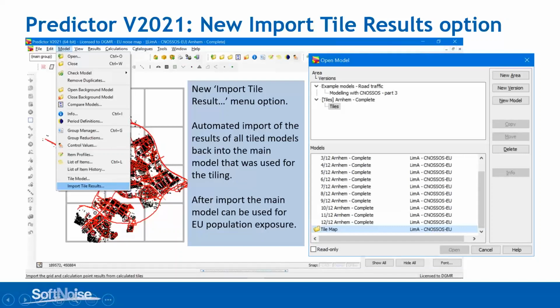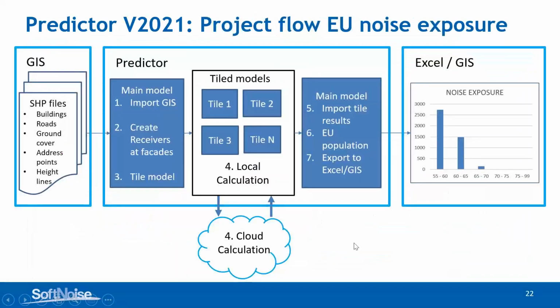With the tile model option, you create all the tiles. Then maybe with the cloud calculation, you can calculate them, you download the results, and then you use the model import tile results. It's an import within your project in this case. And then you get one big model with all your results. And this is beneficial because this supports this project flow for noise exposure.